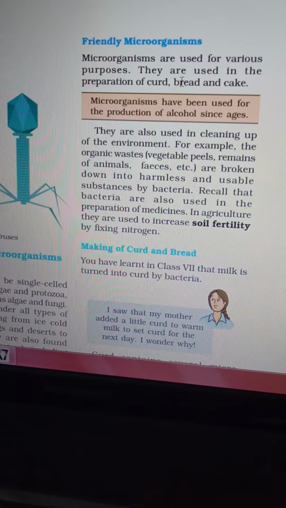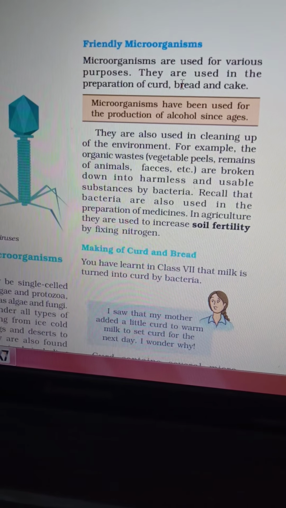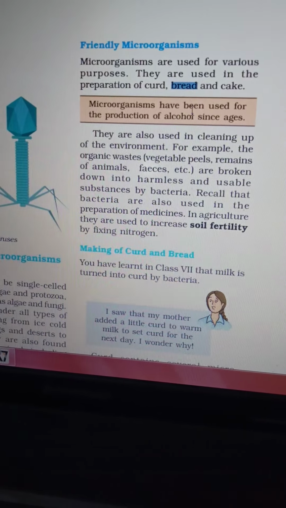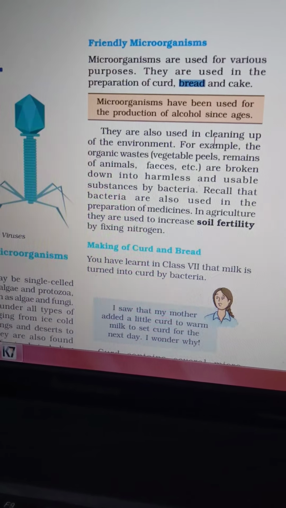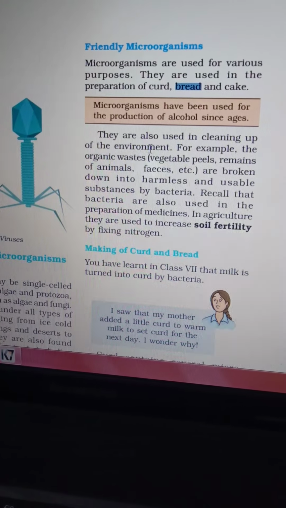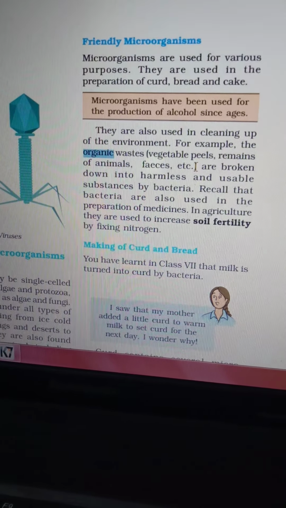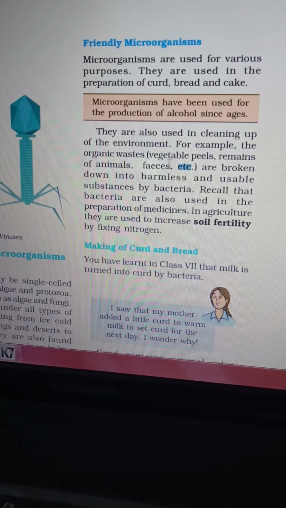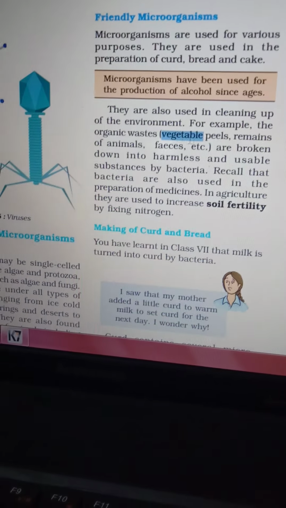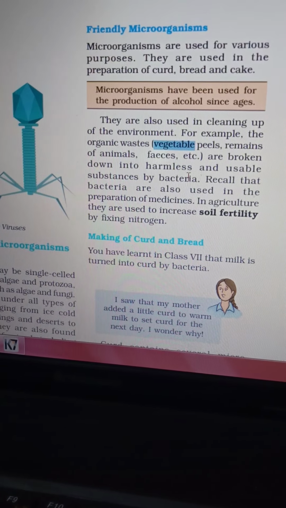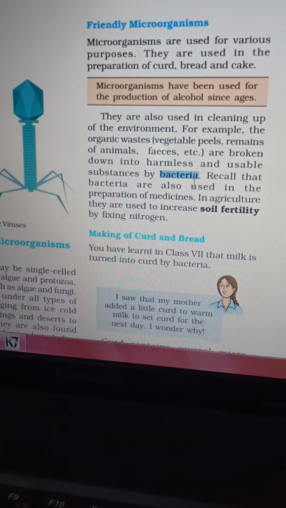First of all, they play a significant role in the preparation of curd, bread and cake. And the second one is cleaning the environment, that you know very well. All the waste material, plant waste and human waste, dead remains of animals, everything will be broken down into harmless usable substances by bacteria and fungi, both bacteria and fungi.